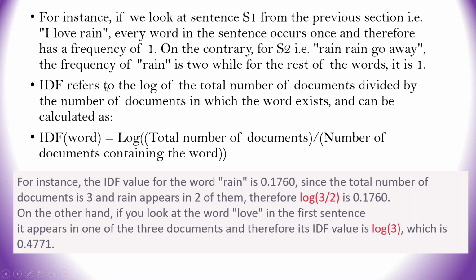The inverse document frequency is the log of the total number of documents divided by the number of documents in which the word exists. This is the formula, and we discussed this long back. When we calculate the IDF value for rain, it is 0.1760. So TF-IDF goes with floating point values, but in the bag of words model we use either 0 or 1, depending on whether the word is appearing or not.